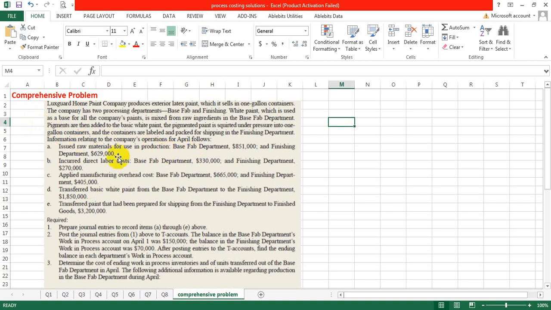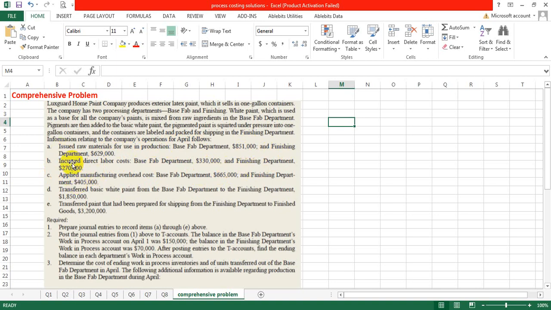in the finishing department. Okay, here is the information relating to the company's operation for April. Number 1, or A: issue raw material for use in production. Base fab 8,51,000, finishing department 6,29,000. Incur direct labor cost: base fab 3,30,000, finishing department 2,70,000.